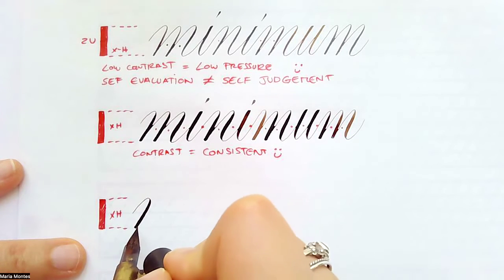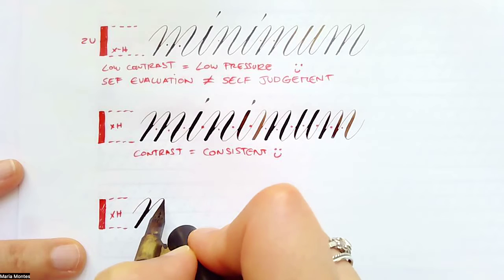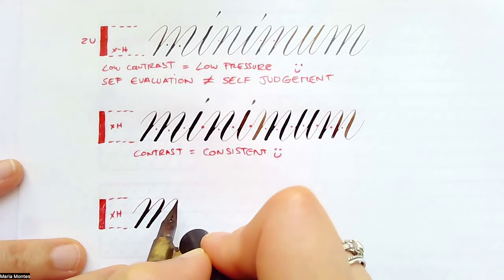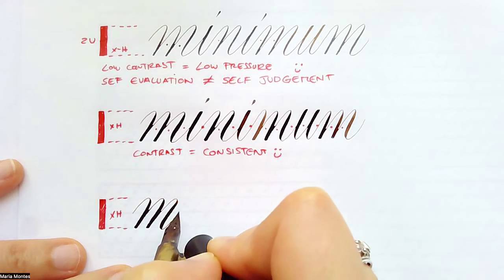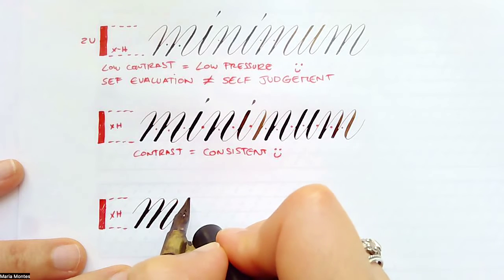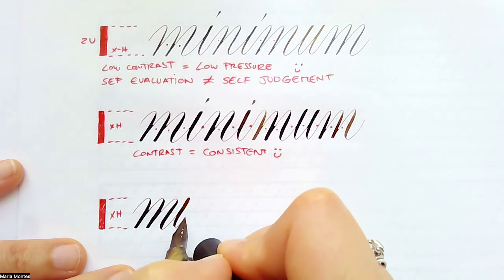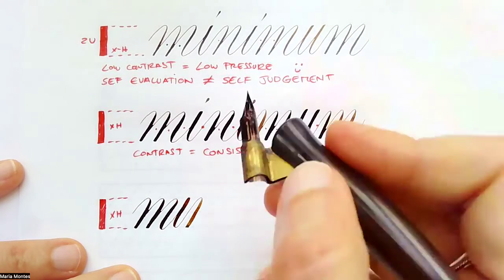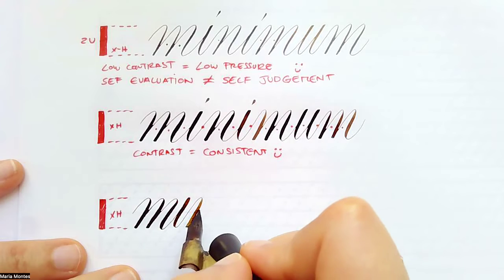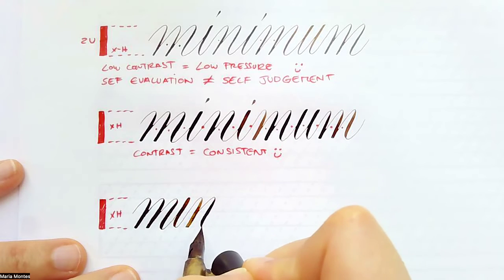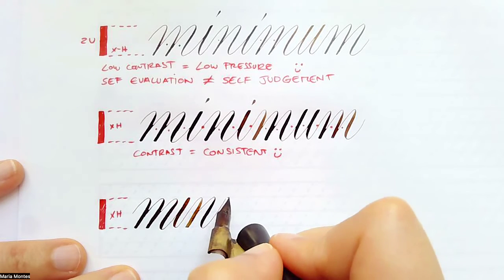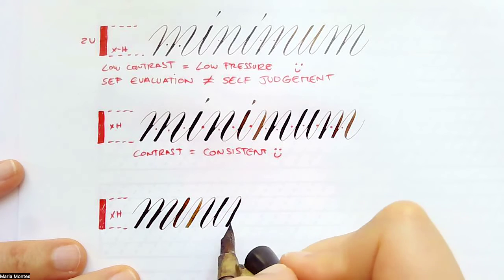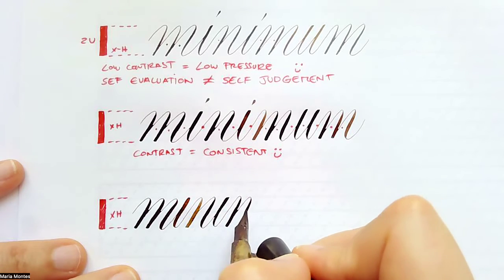Now, let's go up. I maintain the same downstrokes. The thickness of the downstrokes is the same, but now I am reducing the counter space and the space between letters. So I'm getting a very condensed look and feel.